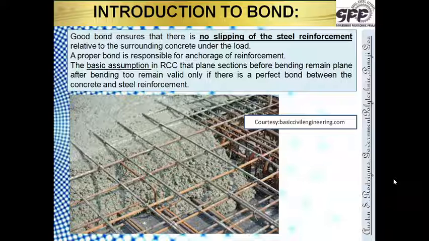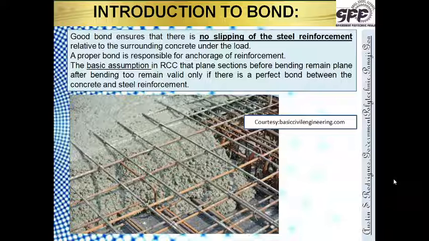So good bond ensures that there is no slipping of the steel reinforcement relative to the surrounding concrete under the load. A proper bond is responsible for the anchorage of reinforcement. The reinforcement remains in place because of proper bond. And the most important thing for me is the basic assumption in limit state of collapse flexure which we use: plane sections before bending remain plane after bending also. This remains valid only if there is a perfect bond between concrete and steel reinforcement.